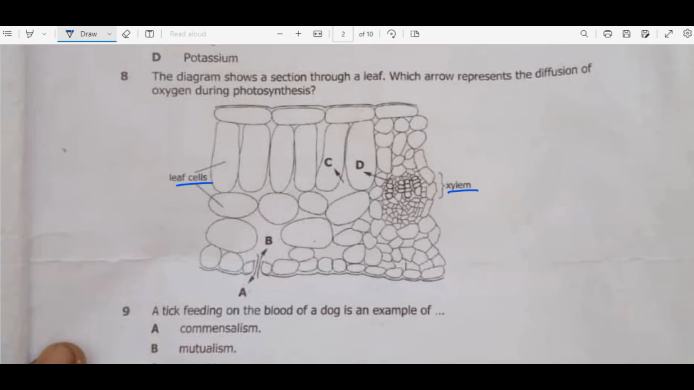Which arrow represents the diffusion of oxygen during photosynthesis? We are looking at oxygen here, so the only options we can look at are A and B. A is where oxygen diffuses out during photosynthesis, and the other one is going in. For photosynthesis to take place, there must be, number 1, sunlight.